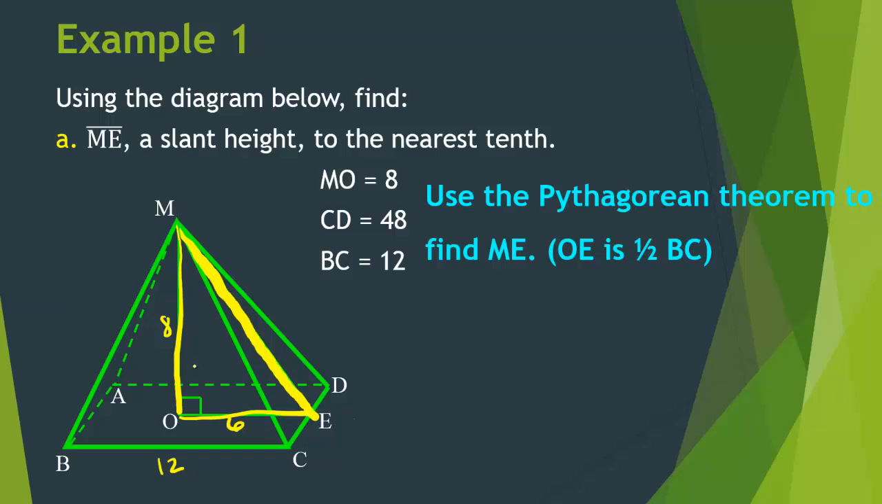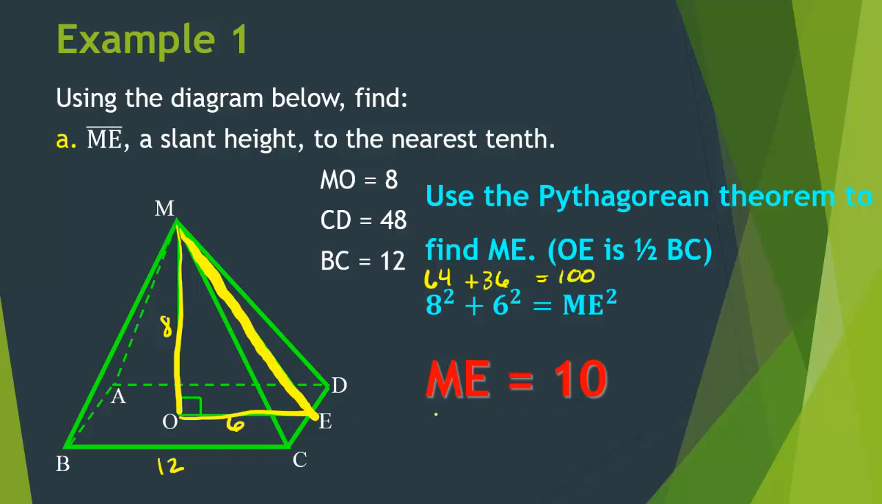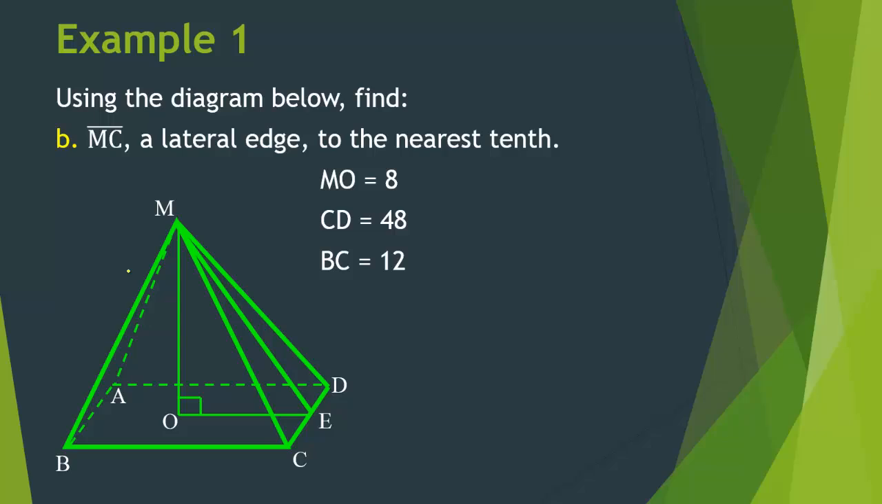All right, so 8 squared plus 6 squared equals ME squared, which means that ME is 10, because we went through this problem before. You should know this by now. 64 plus 36 equals 100. Square root of 100 is 10. So ME is 10. That's our slant height. Now we need to find the lateral edge to the nearest tenth. So that's MC.